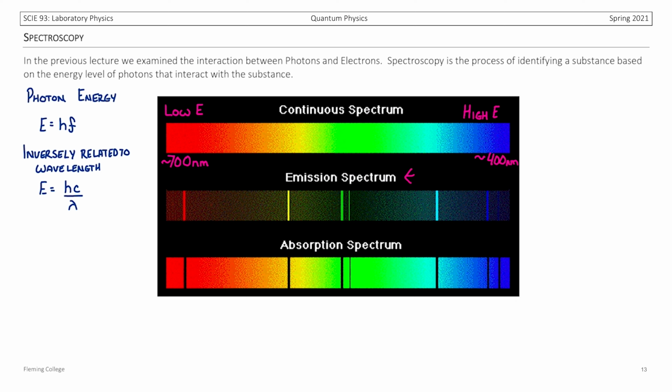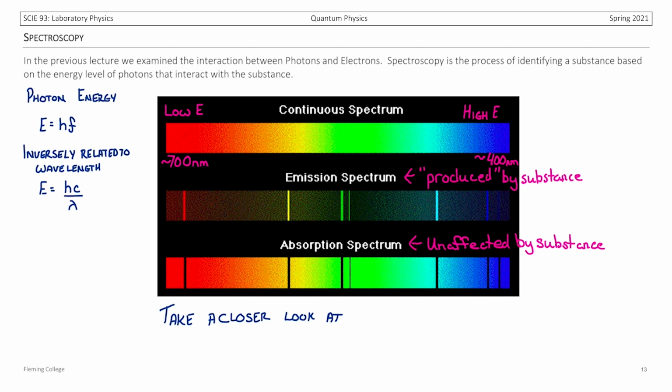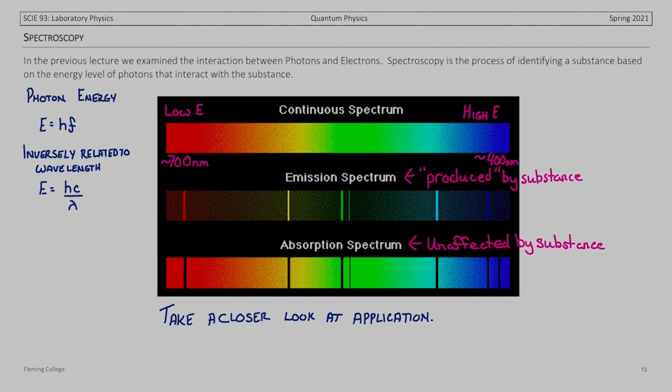So what we're going to look at now is the light that's put off by certain substances, the emission spectrum, and the light that passes completely through certain substances. And we refer to that as the absorption spectrum, and we're going to look closely at these in their explanation to understand why they're referred to as these things.